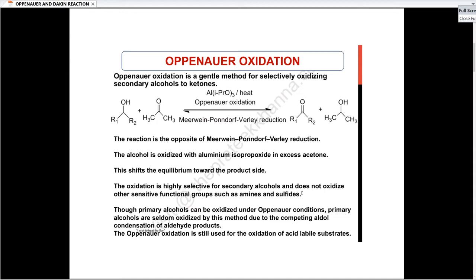Basically it is mostly used for the oxidation of secondary alcohols, not for primary alcohols, because the aldehydes which will be formed as a result of Oppenauer oxidation, because of the presence of aluminum isopropoxide catalyst, can undergo Claisen condensation, and it may lead to formation of several byproducts. So Oppenauer oxidation is generally used for the oxidation of secondary alcohols, not for primary alcohols.